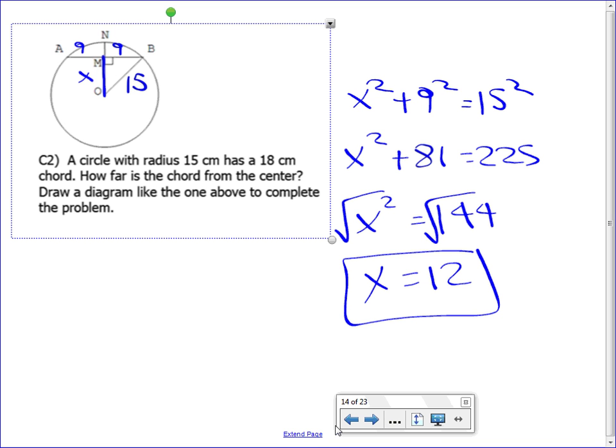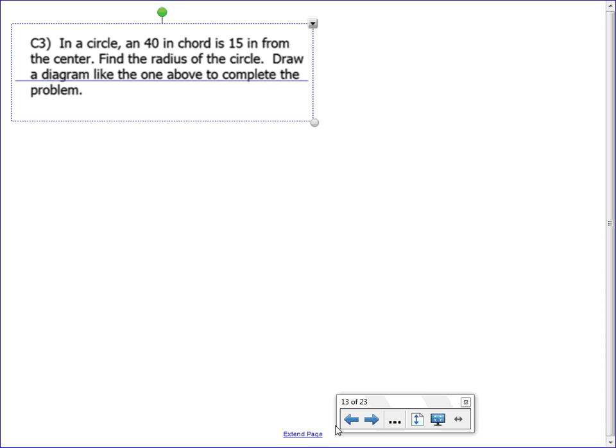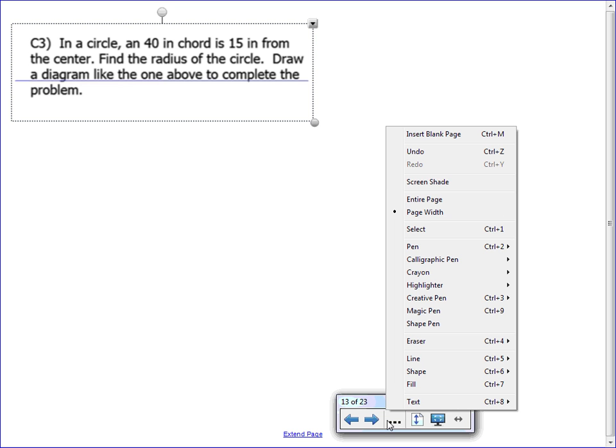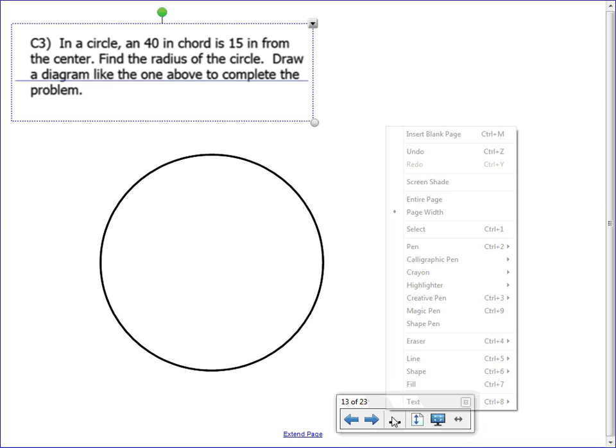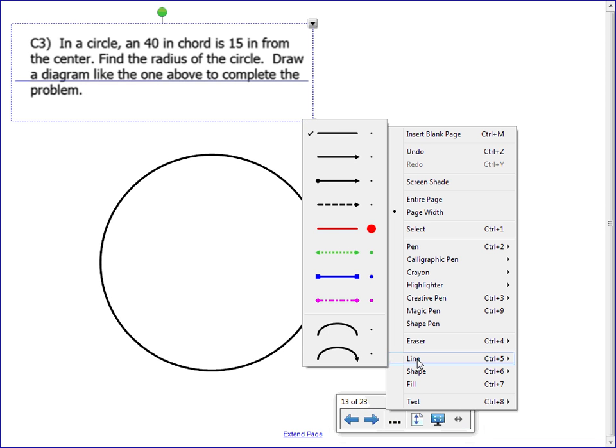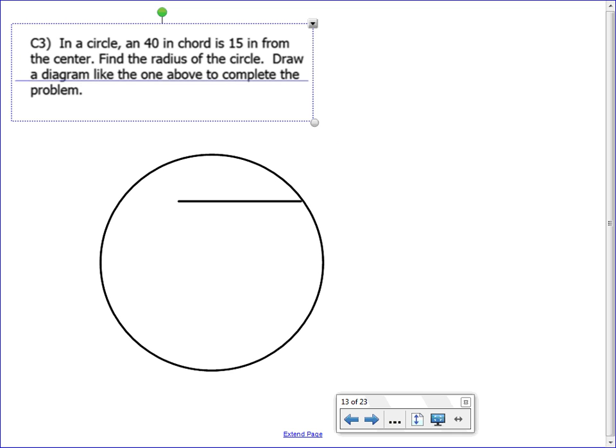Students want to make sure that they're familiar with this diagram, because they're going to be given a problem in which they have to just read a statement and be able to create a diagram that looks similar to that one. Okay, C3: in a circle, a 40-inch chord is 15 inches from the center. So this is an example I just mentioned. So I'm given the circle, and I'm told that there's a chord.